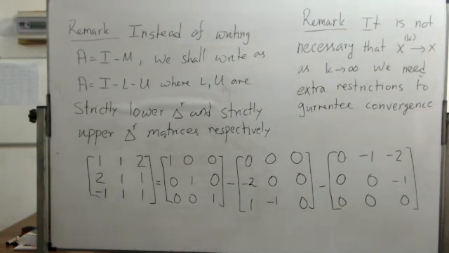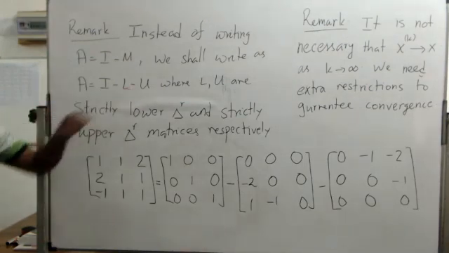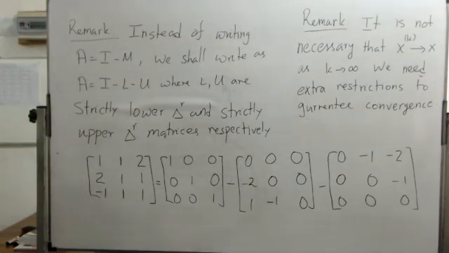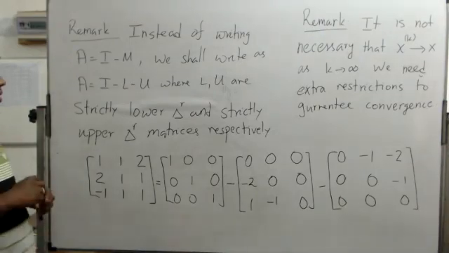So in place of A, you can write I minus L minus U, and that will give you different types of iterative methods. Later in this chapter, that is how we are going to proceed. We will start writing A as I minus L minus U, and then derive different types of iterative methods. We will come back to that later. Now what I am going to do is tell you the condition for the convergence of the iteration which we defined earlier.